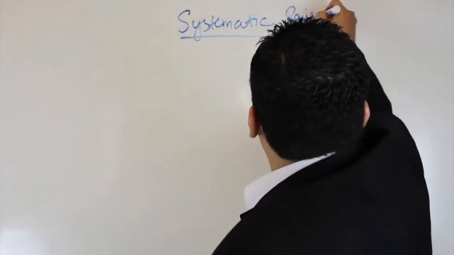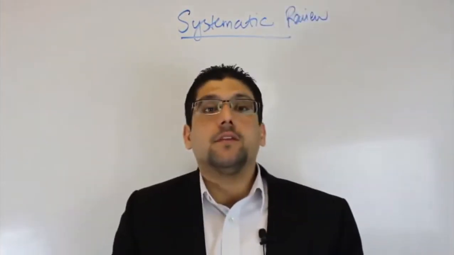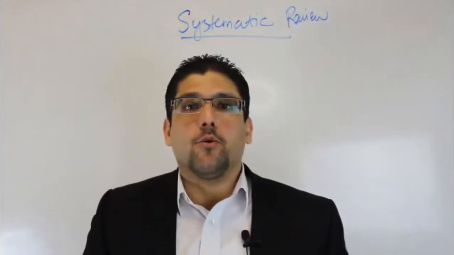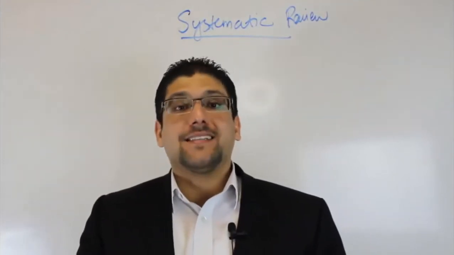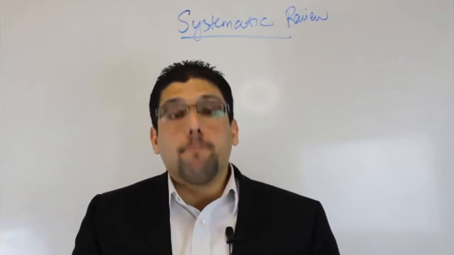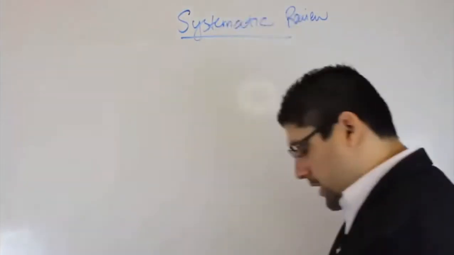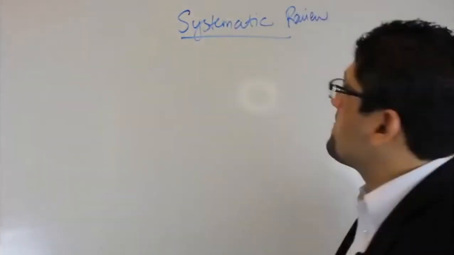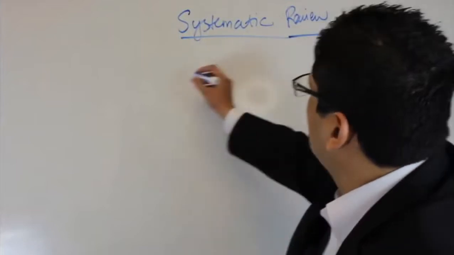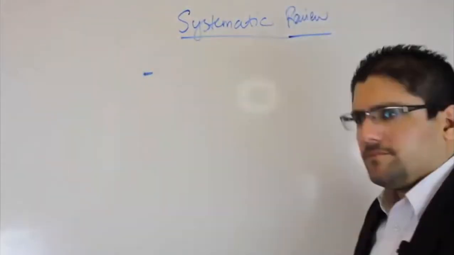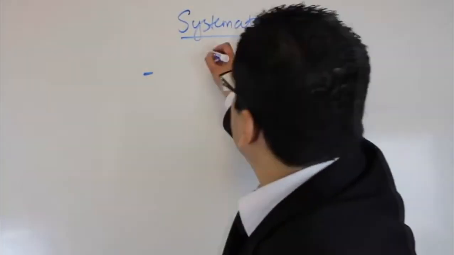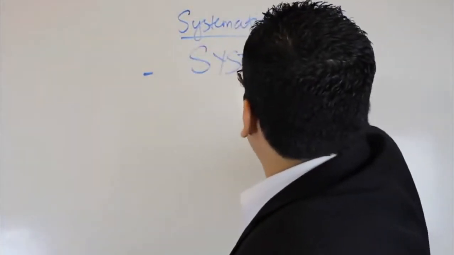Some students call it systemic review. This is the biggest mistake. Don't call it a systemic review. Call it systematic review. Systematic review. Don't call it systemic. Systematic review. Now, what does that mean? As the name suggests, you have to develop a system.